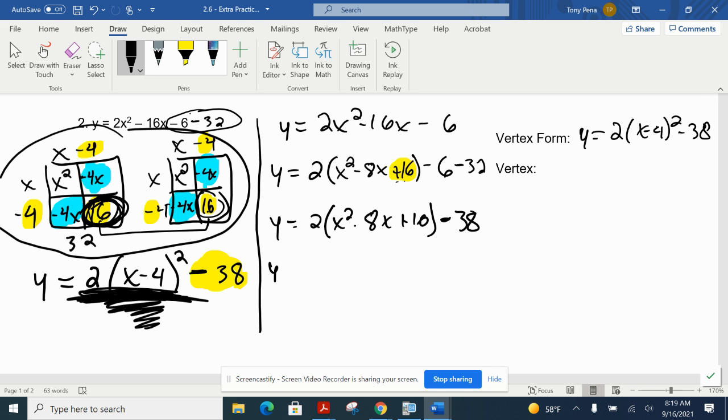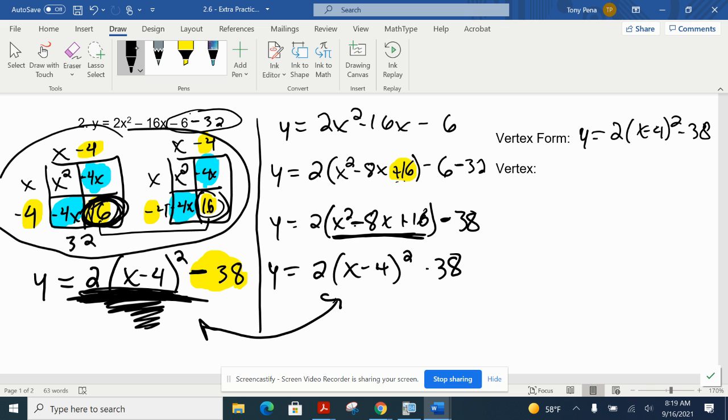All right, and then in vertex form, we just want to write this as a perfect square. And then that was the x minus 4 times the x minus 4. And then we get the same thing either way. All right. Any questions on that?